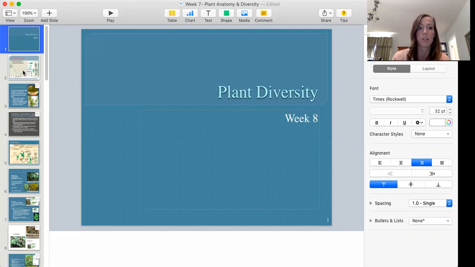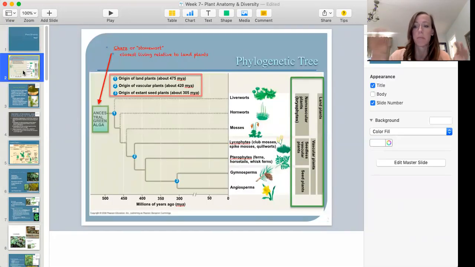Okay, so plant diversity. We are going to look at a range of plants from their ancestral green algae, so not technically considered a plant by most plant biologists, and then all the way up through our flowering land plants. If you look at this phylogenetic tree, the different clades of plants are shown here on the right-hand side. Land plants encompass all of them that we're going to look at, but they're broken up into separate groups.